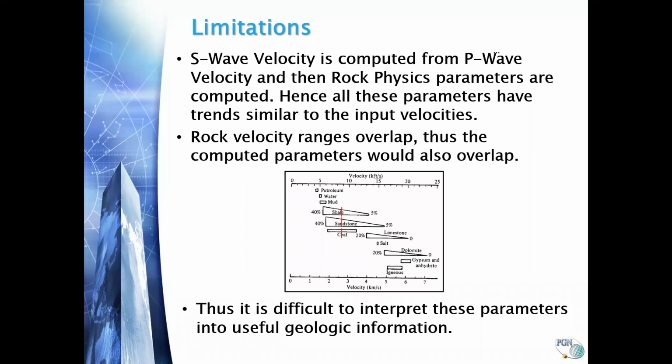So it may happen like that because their velocities are overlapping. But in nature, this would never happen. S wave velocities would be different. The red was their P wave velocities, which were the same, but if we measure their shear velocities, they would be different. So in this way, we would be able to differentiate between them.